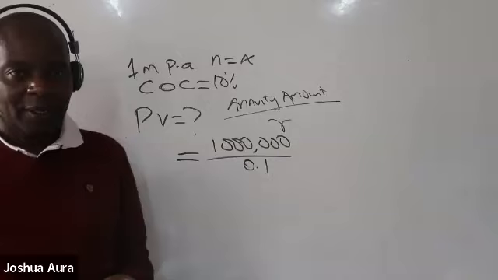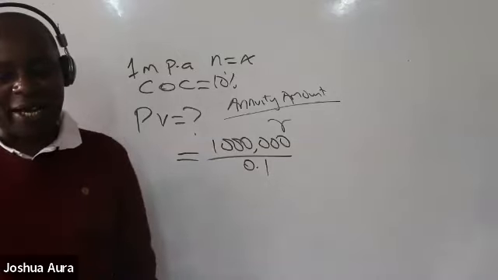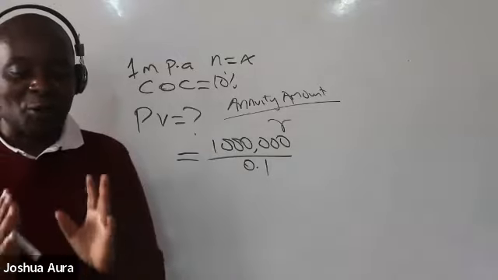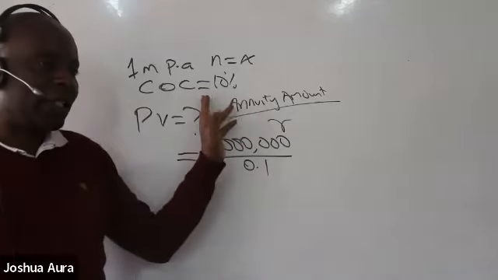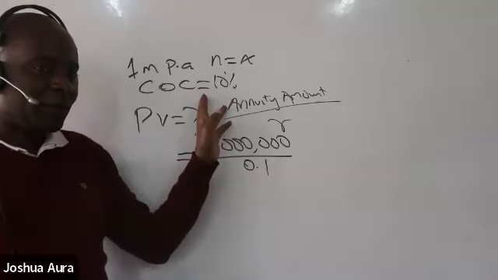10 million. So anytime you hear of the word perpetuity, it is the amount over R. Perpetuity means amount over R, where R is the required return, where R is the cost of what here? Capital. Cost of capital.